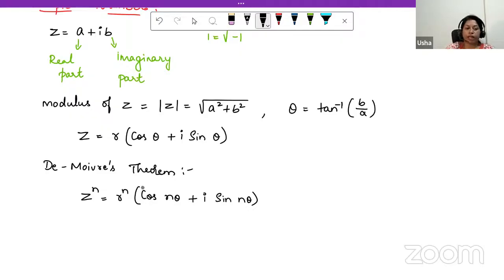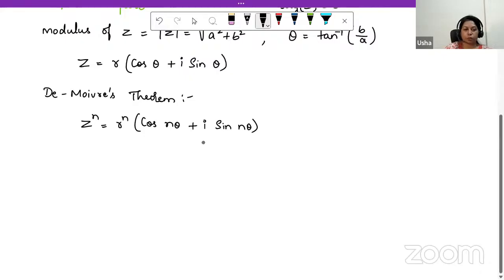So now we will have to write this down. First, find out what is r, and then find what is theta. This theta is also called the argument of z. Argument of z is written as theta, and this is modulus of z, which can also be written as r. Once you find this, we will express it in this form and simplify.